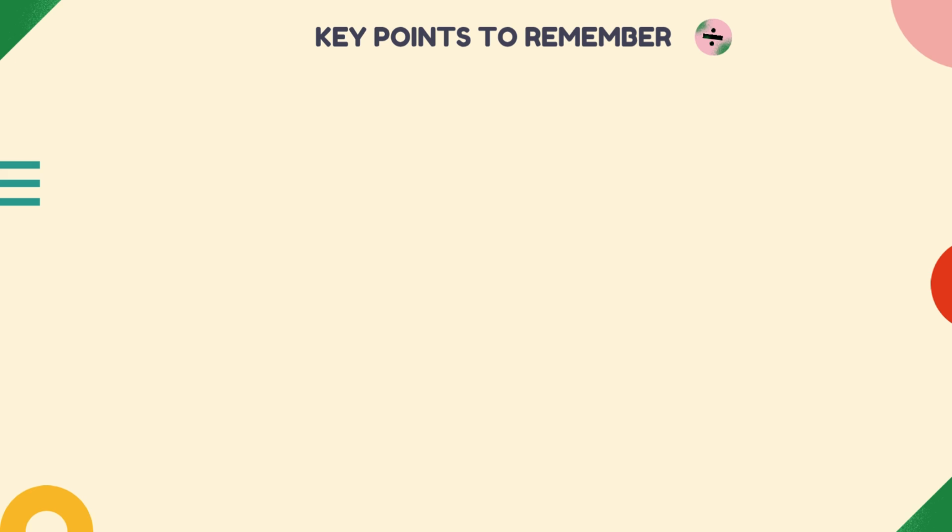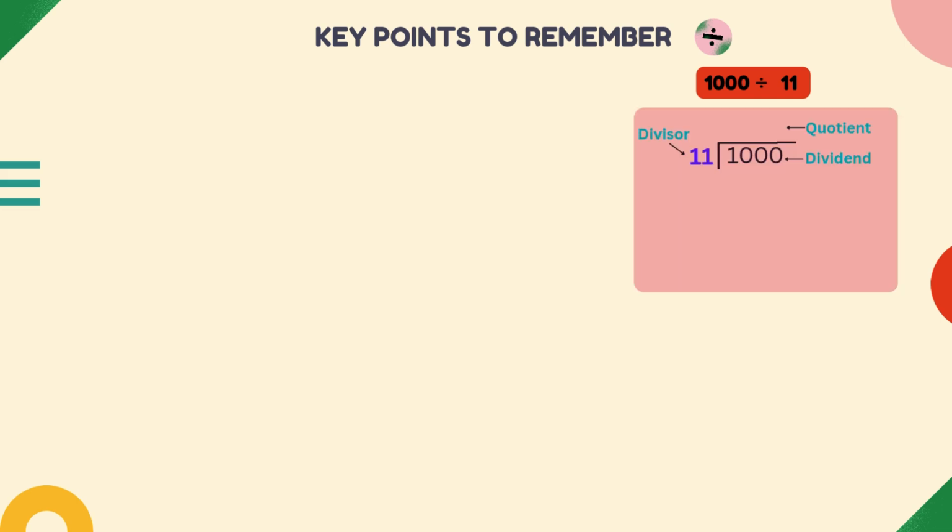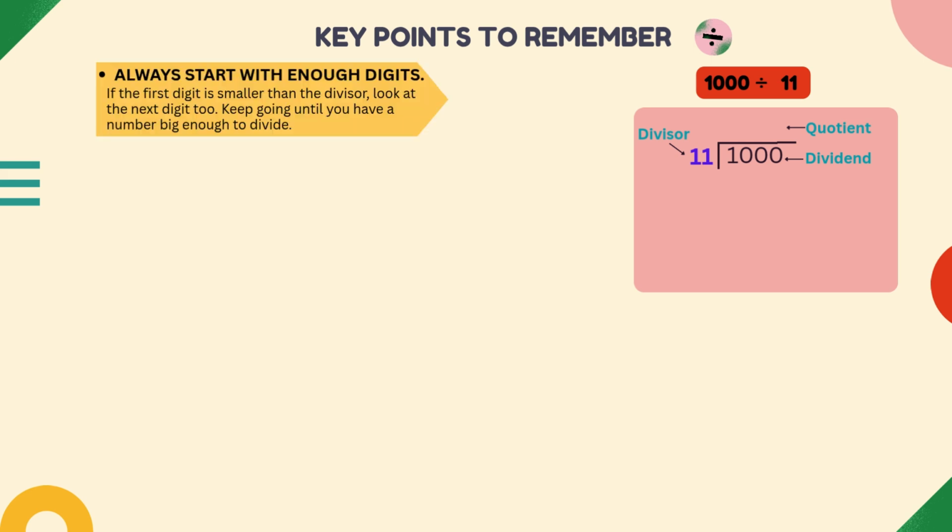We have seen division with single-digit divisors. We follow the same steps even if the divisor is big, like 2-digit, 3-digit or more, but there are some key points to remember. Let's go through them with an example. 1000 divided by 11. Step 1.